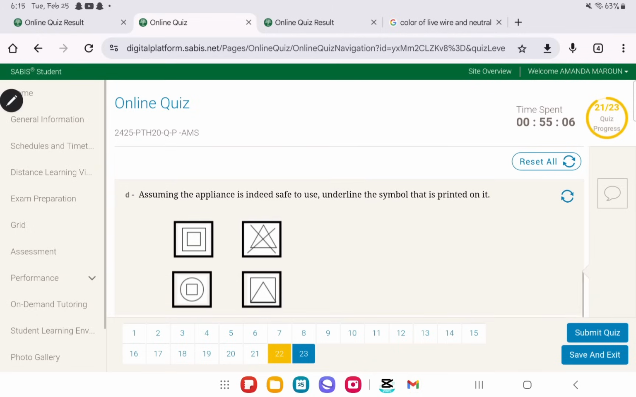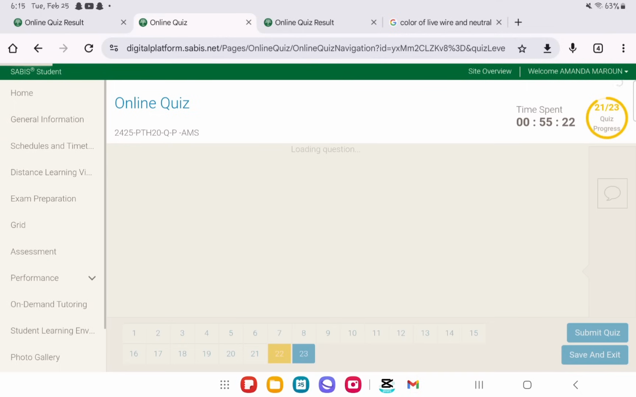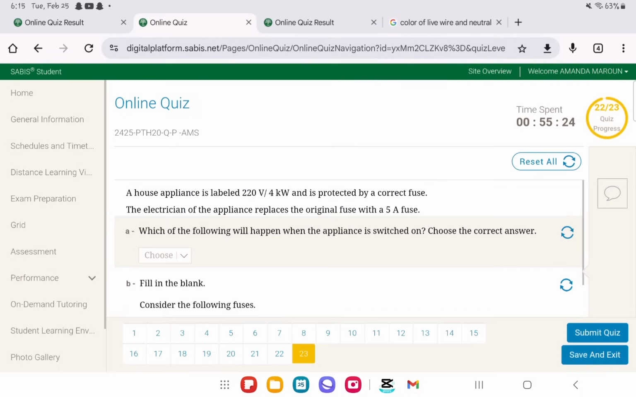unprotected. So assuming the appliance is indeed safe to use, underline the symbol that is printed on it. If it is safe to use, it's supposed to be double insulated, or should have double insulation, so it will look something like this. Now we move on to the last question, which is question number 23.